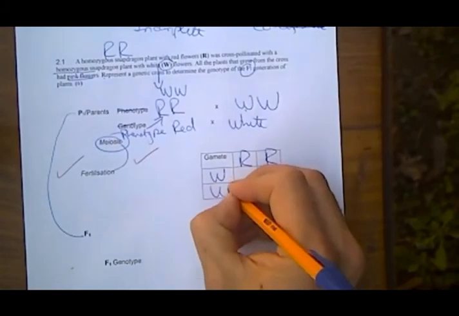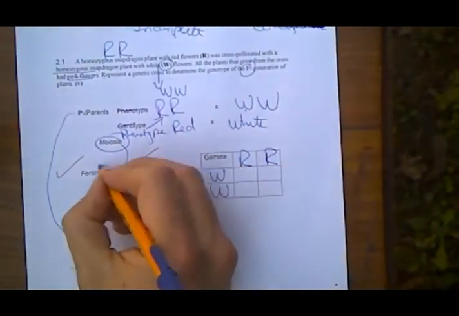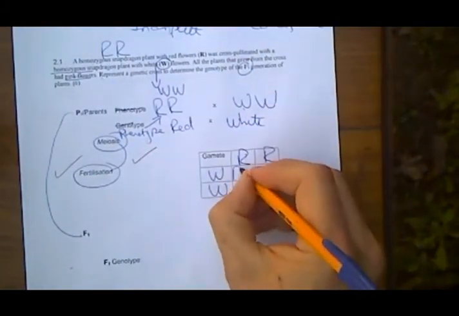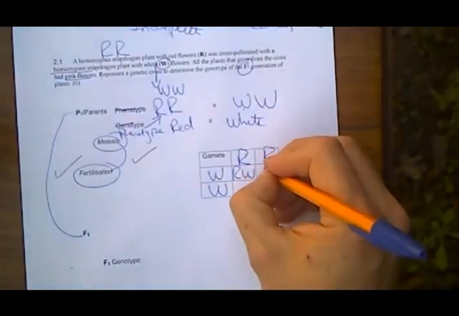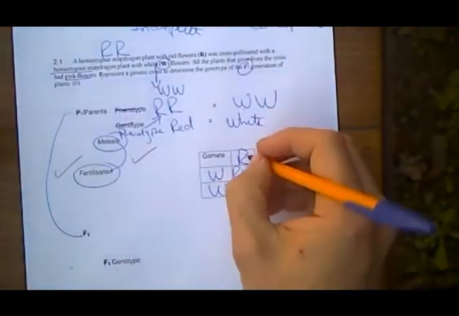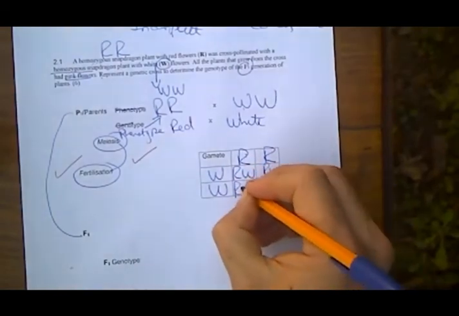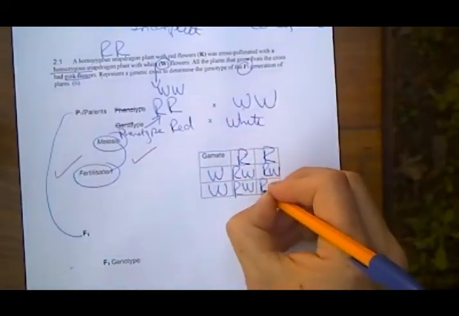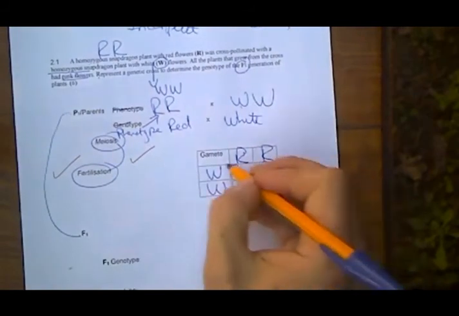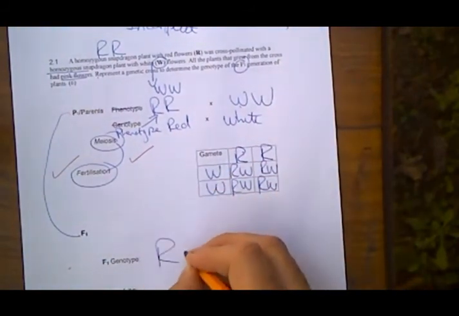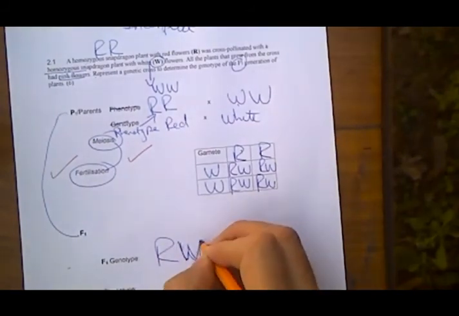We have meiosis, so capital R, capital R, capital W, capital W. We have fertilization. R from the top, W from the side, R from the top, W from the side, R from the top, W from the side, R from the top, W from the side. So these are my genotypes, and that's what they asked. All of my genotypes were capital R, capital W.